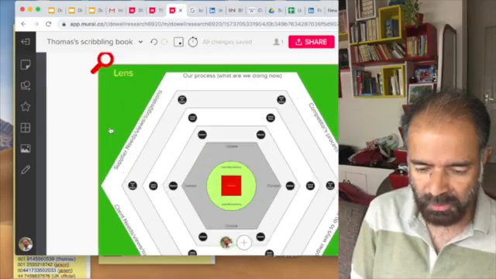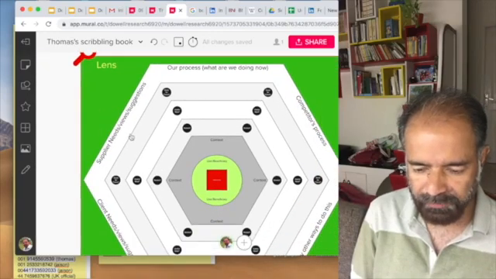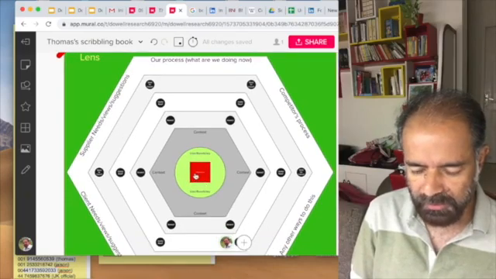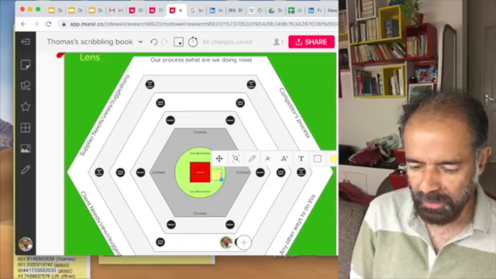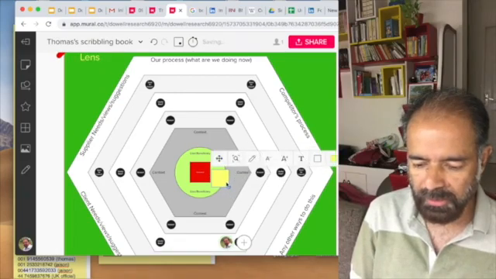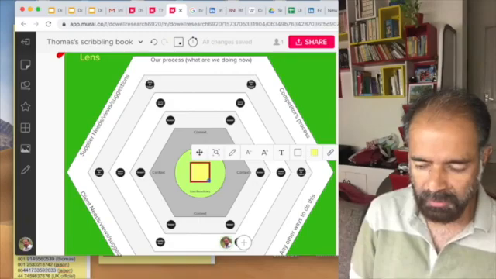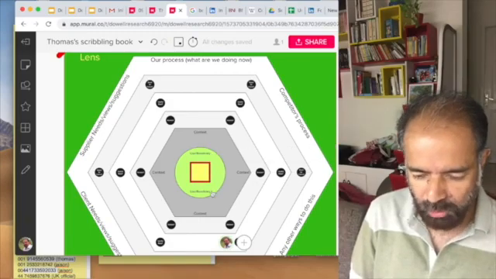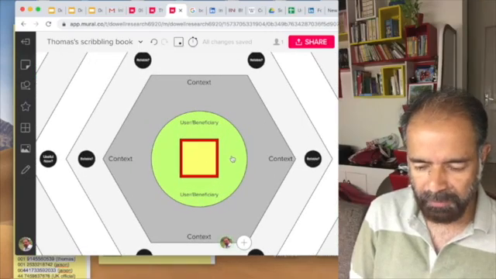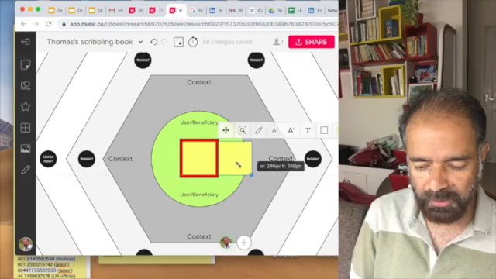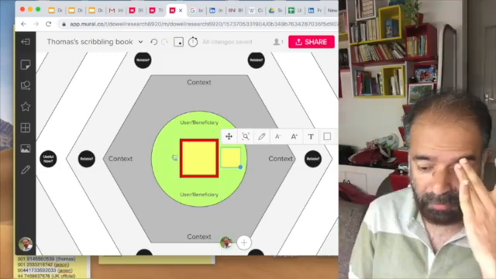It's a 6 into 3 matrix lens. There are 6 questions you can see around. You have to place your challenge at the center. You can keep a post-it, sticky notes here, type your challenge and place it here, whatever your challenge may be. Then, who is the user of that challenge? You can place the name of the user and beneficiary here.